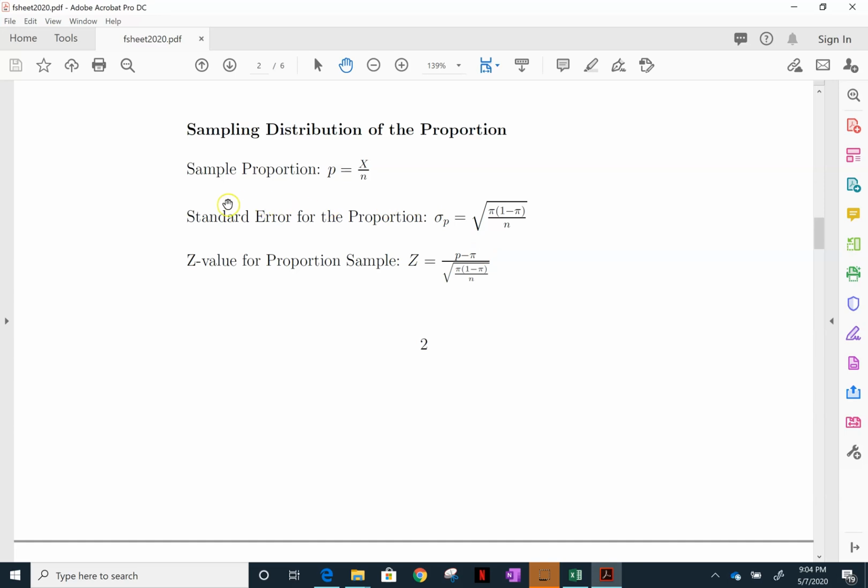Of course, when you're dealing with proportions, there's going to be a new standard error, a new standard deviation for proportions. And here it is. It's the square root of the old proportion pi times 1 minus pi, over n. That'll be our denominator. So let's get to this formula.